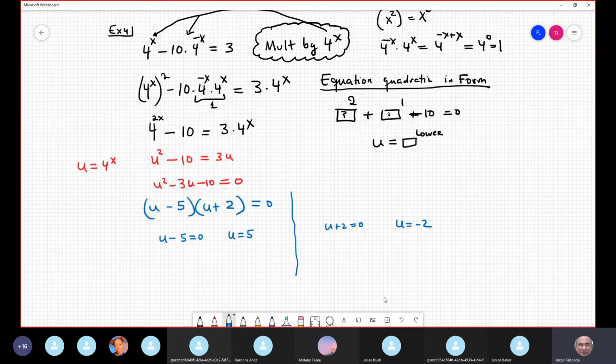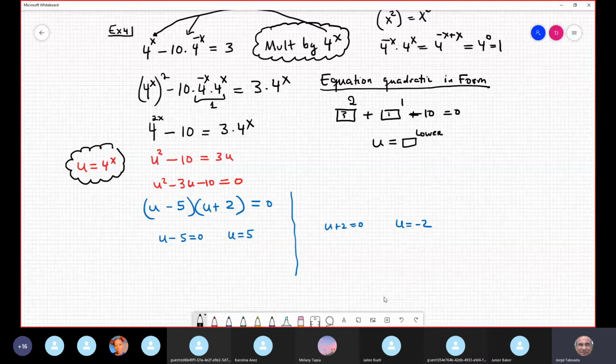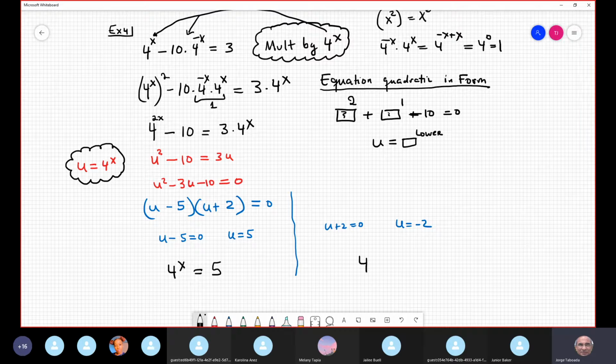Okay, what is the connection? The relationship is this. Look at that. The connection between u and x is this. Okay, so u is 5: 4^x equals 5. And the other is 4^x equals negative 2. Okay, now we are ready to solve for x, our original variable.